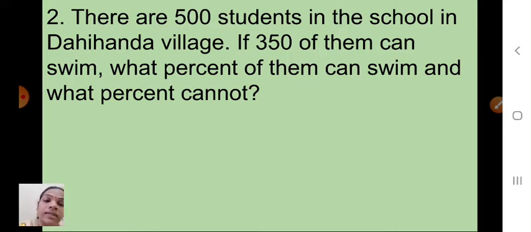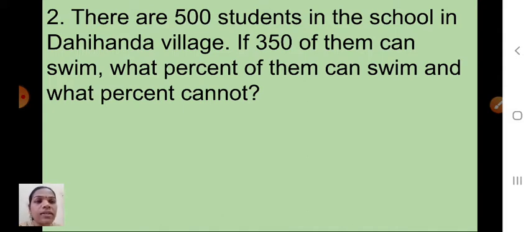Okay, once again read this sum here. There are 500 students in the school in Dahihanda village. Okay, one village. How many students are there in that school? 500 students. So among that 500, 350 of them can swim. Okay, what percent of them can swim and what percent cannot?